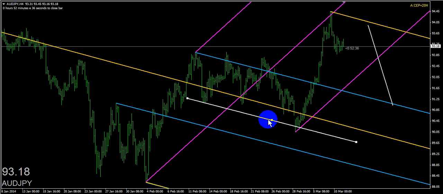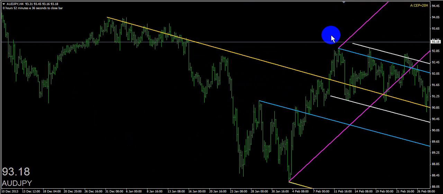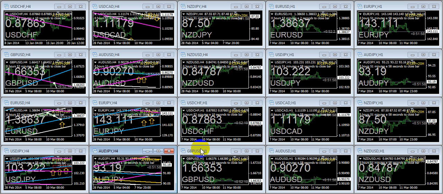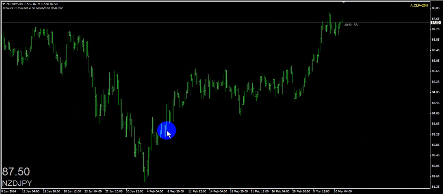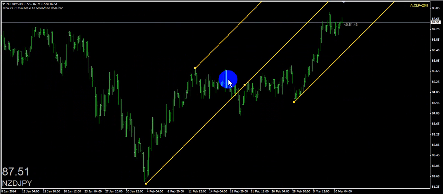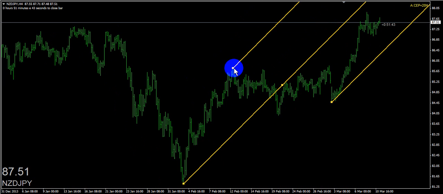And I had also drawn this sliding parallel before. Next pair, New Zealand Yen. So we have a low here. I don't know if it was this low or this low.